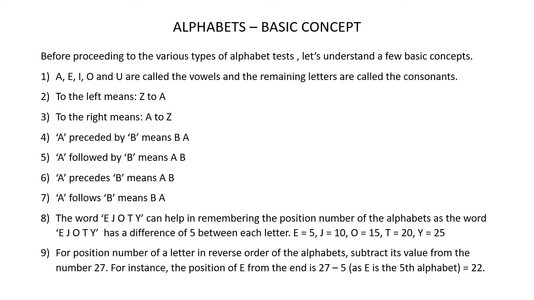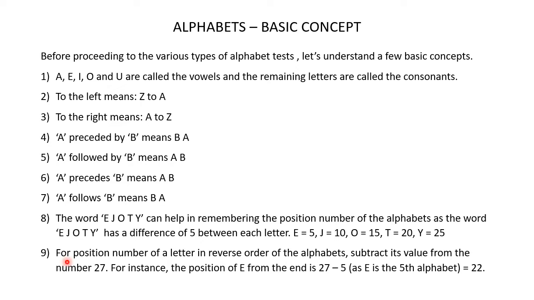Remember the word EJOTY. The word EJOTY can help you in remembering the position number of the alphabets, as the word EJOTY has a difference of 5 between each letter. That is, the position value of E is 5, J is 10, O is 15, T is 20 and Y is 25. So there is a difference of 5 between each letter of the word EJOTY. Now supposing you need to find the position value of the letter V, it's easier to remember with the help of the word EJOTY. Here you know that the position value of T is 20. So U will be 21 and V will be 22. So the position value of V will be 22. Thus, the word EJOTY can help you in remembering the position number of the alphabets very easily.